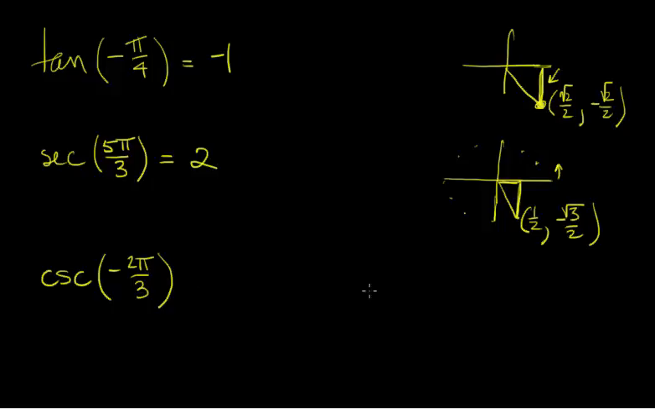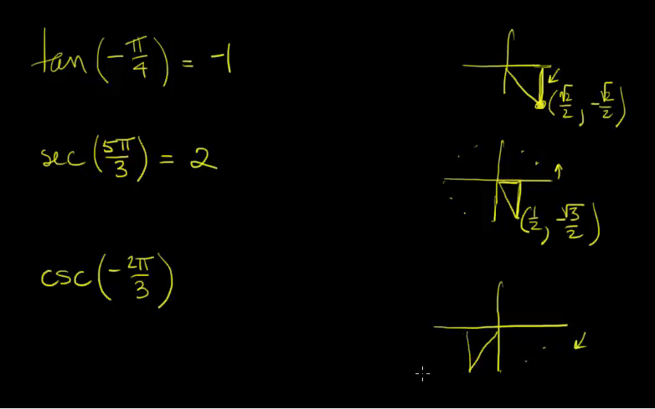Cosecant is the reciprocal of sine, 2 pi over 3. Well, again, I'm going to think of it in terms of pi over 6's. Minus 4 pi over 6. I'm going in this direction. It's negative. 1, 2, 3, 4. So I end up here.